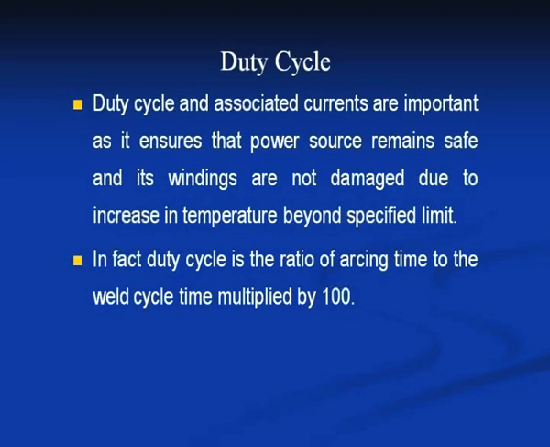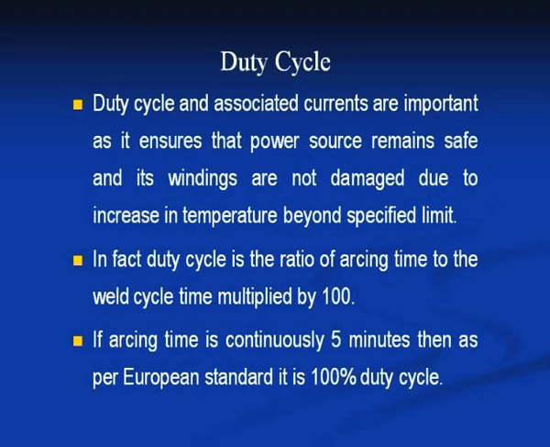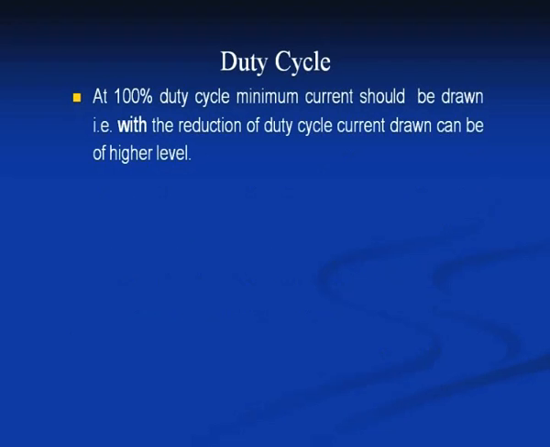In fact, duty cycle is the ratio of the arcing time to the weld cycle time multiplied by 100. If the arcing time is continuously 5 minutes, then as per the European standard it is considered as 100% duty cycle. At 100% duty cycle, minimum current should be drawn so that excessive heating of the windings and the insulation can be avoided, in order to avoid any kind of damage to the power source.